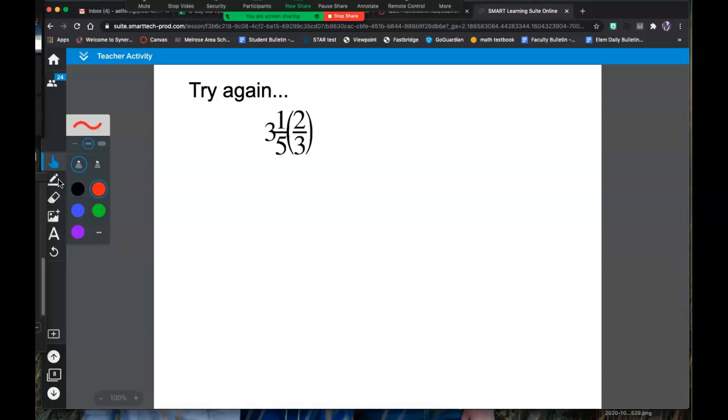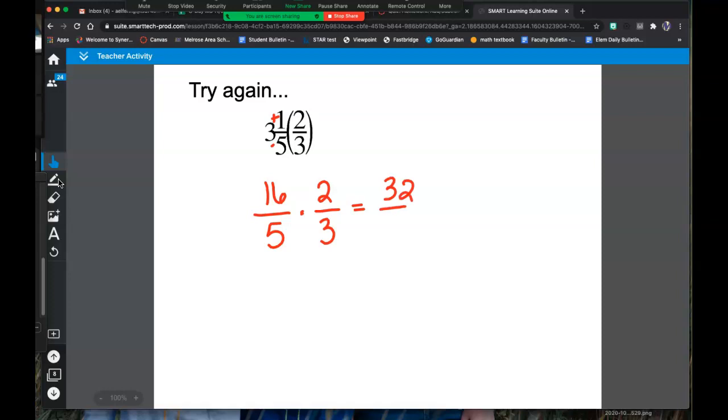On this one, lots of you did this correctly. 3 1/5. 5 times 3 is 15 plus 1. So you have 16 over 5. Remember, you have to make them improper fractions first. And then we're going to times by 2 over 3. And this one was kind of nice because you can't simplify anything. So you multiply straight across. 16 times 2 is 32. 5 times 3 is 15. You can leave your answer as 32 over 15.